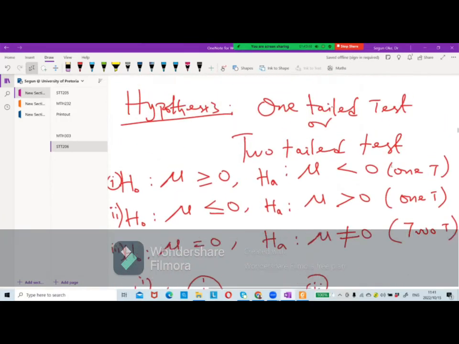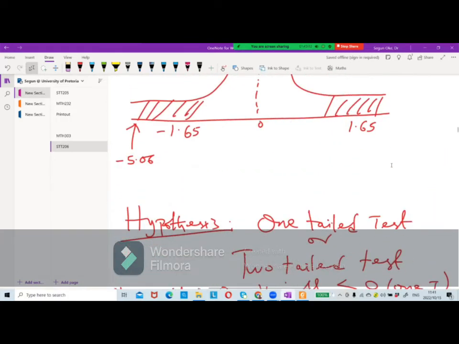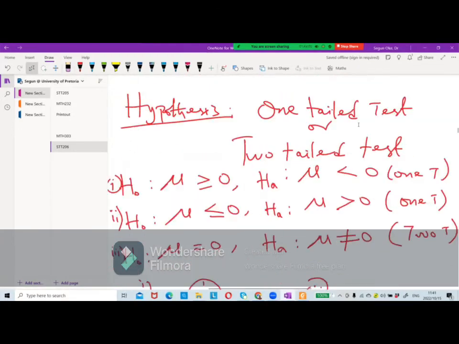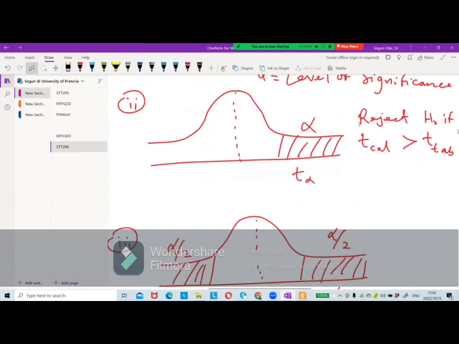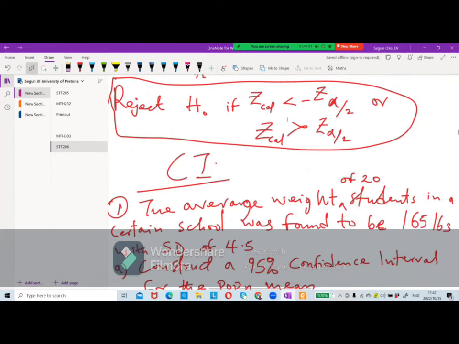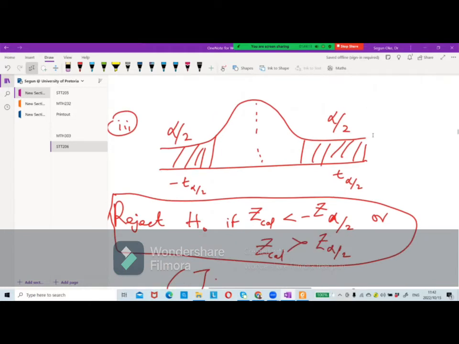What are we saying with this one now? He's wrong. How? Because the claim says you can only say the man is wrong if Z calculated is less than minus Z tabulated, or Z calculated is greater than Z tabulated. Which one?